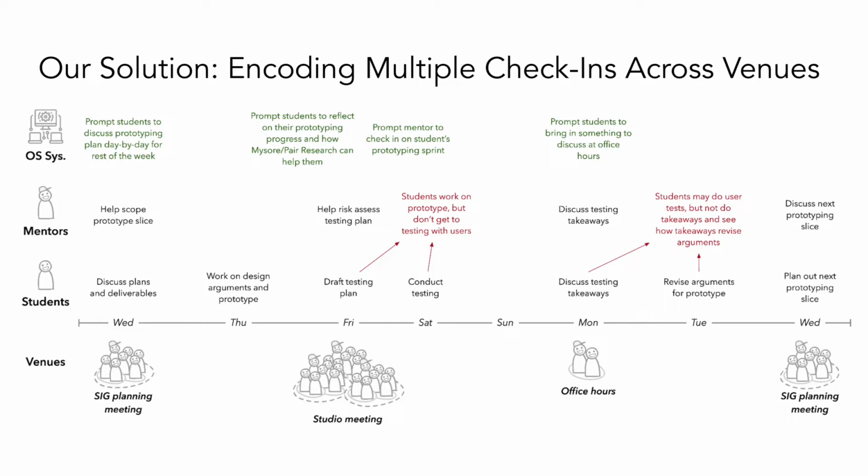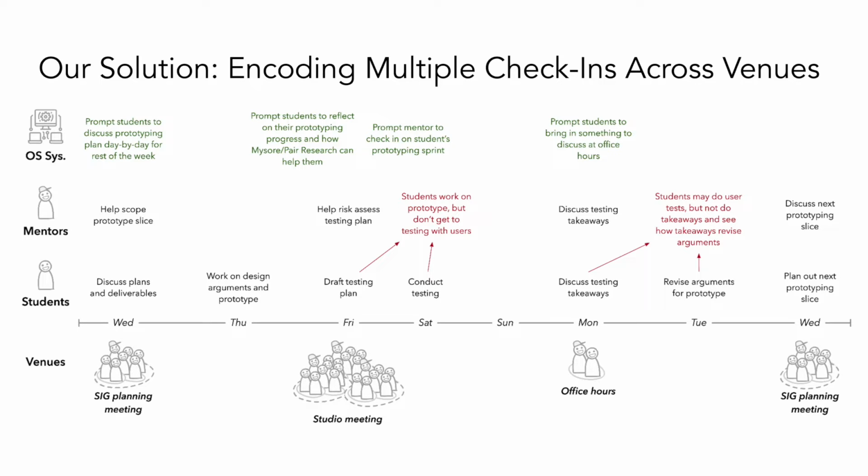And so to resolve this challenge, what our system does is it takes the same idea of being able to encode around these venues and extends it to be able to have multiple triggers for different situations across a week for the same kind of script. So this script is really about helping students learn and practice the prototyping process by prompting them at different venues on what they should be thinking about at each point.